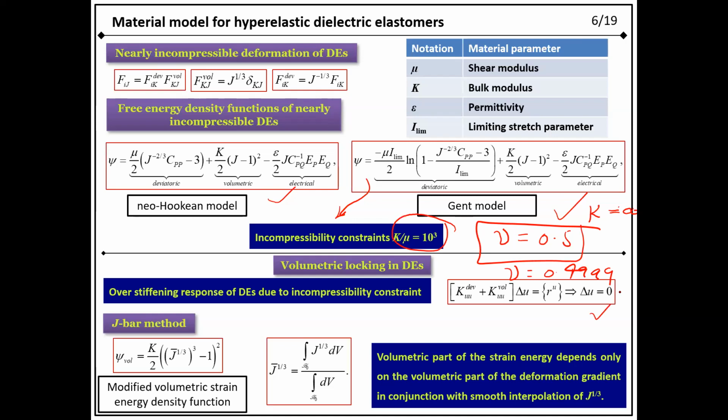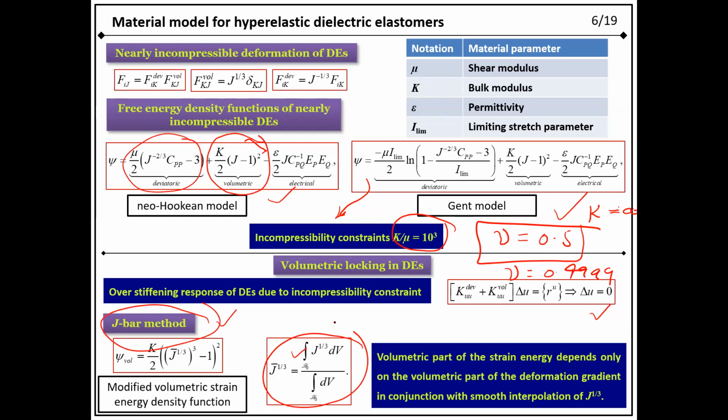What are the methods? One method is called the J-bar method. Earlier, this was a term responsible for the volumetric strain, and this is the term corresponding to the deviatoric strain. So generally we apply the J-bar method, where we approximate J-bar instead of taking J. We approximate it like this.